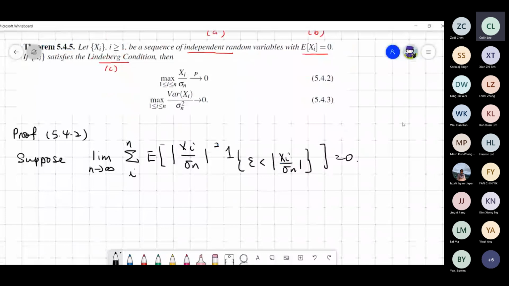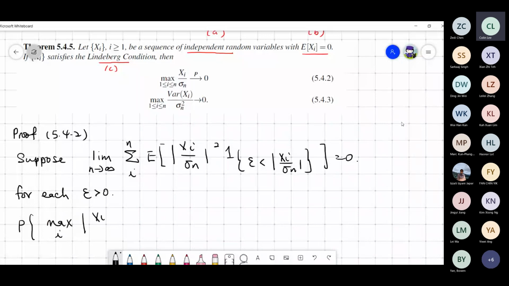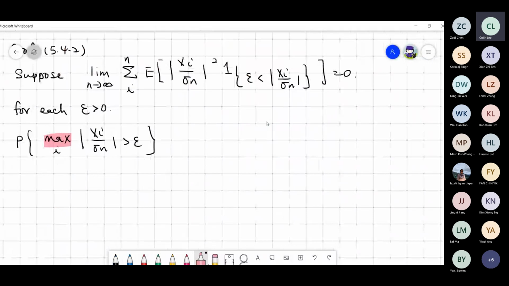So what we can do is use the definitions. We consider an arbitrary positive number epsilon. Then we look at the probability that the maximum of x_i, i running from 1 to n, is greater than epsilon. This is a maximum, so the max is the same as the supremum. Following what we have observed in the first part, this is equal to P of the union over i from 1 to n of the event that this is larger than epsilon.